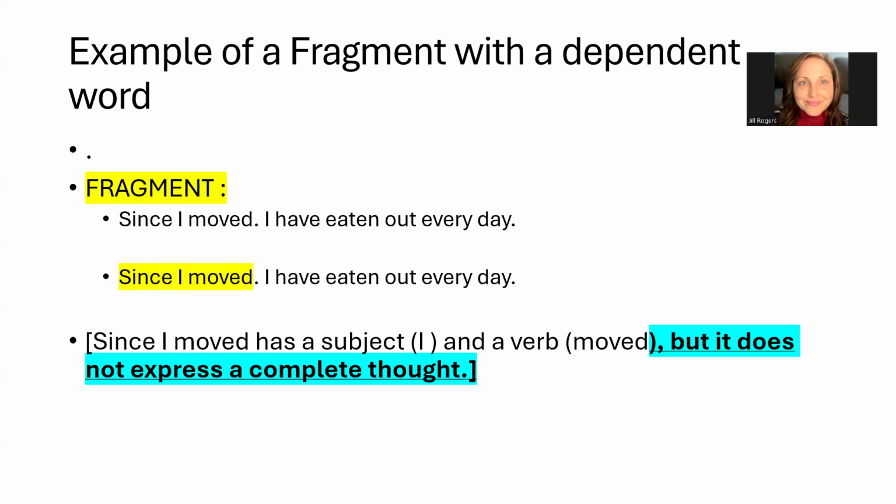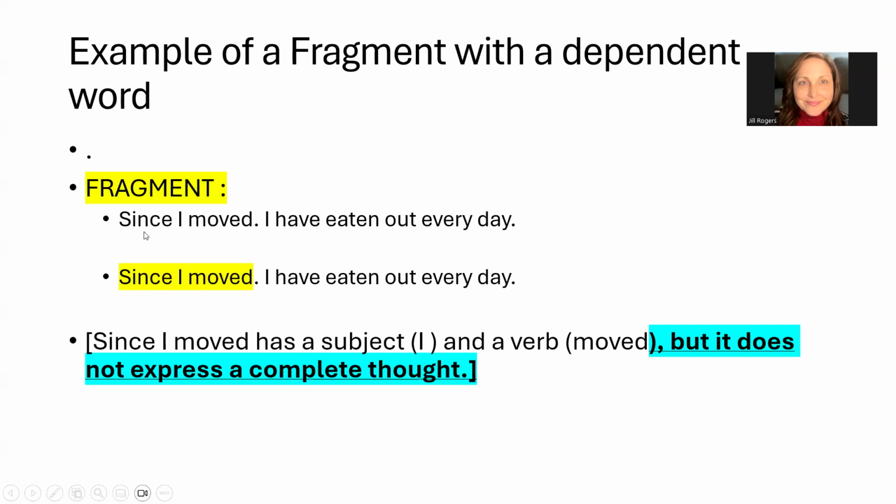Okay, so here's an example. Can you see the fragment? The example is, since I moved, I have eaten out every day. The thing is here, we can see this is a complete independent clause. I have eaten out every day. That is a subject, a verb, and a complete thought. But since I moved, we see that that dependent word since makes us think, since I moved, what?